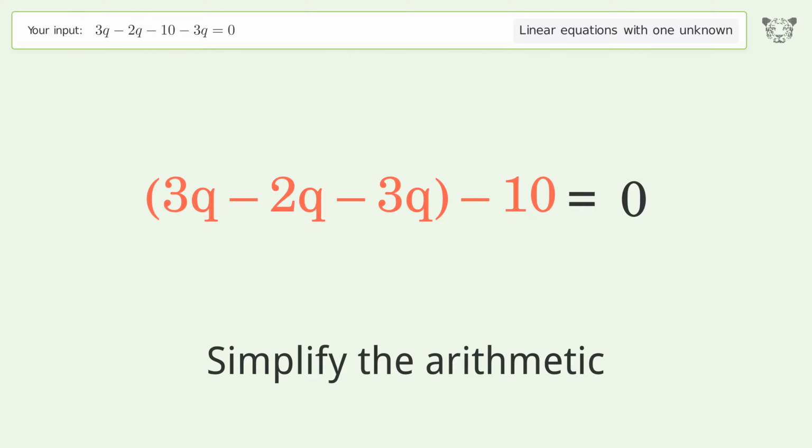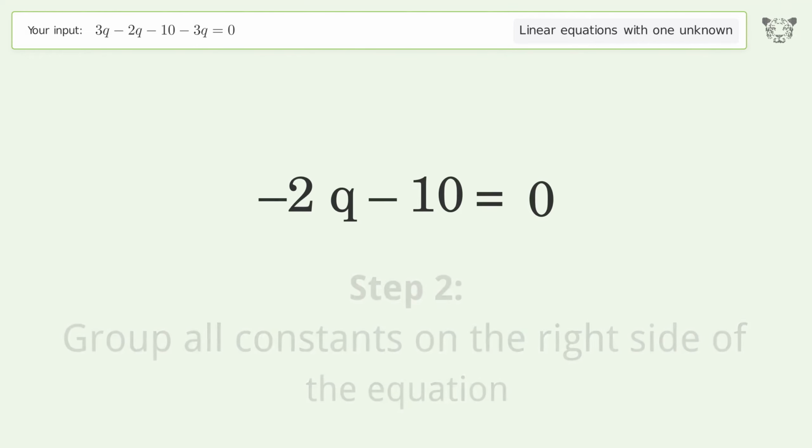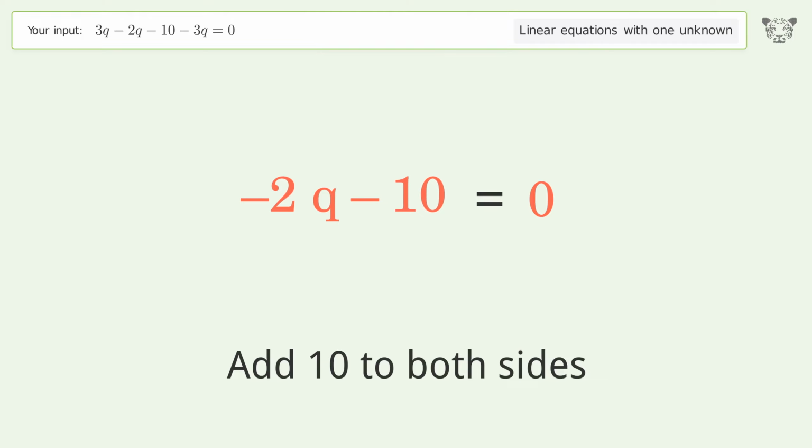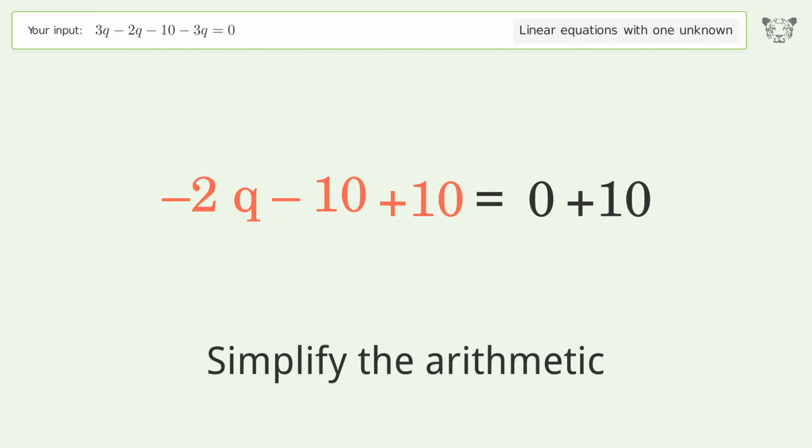Simplify the arithmetic. Group all constants on the right side of the equation. Add 10 to both sides. Simplify the arithmetic.